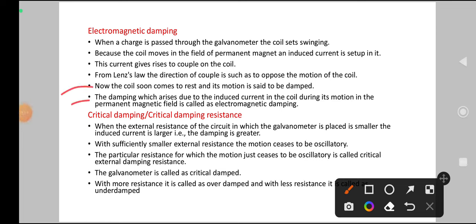Now this damping, which arises due to the induced current in the coil during its motion in the permanent magnetic field, is called electromagnetic damping. Electromagnetic damping is because of current only. When the current flows, the couple acts. This couple decreases the oscillations or swinging of the coil, so then it comes to rest. This is called electromagnetic damping.